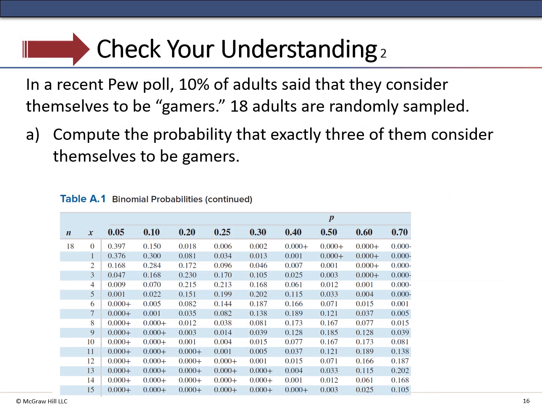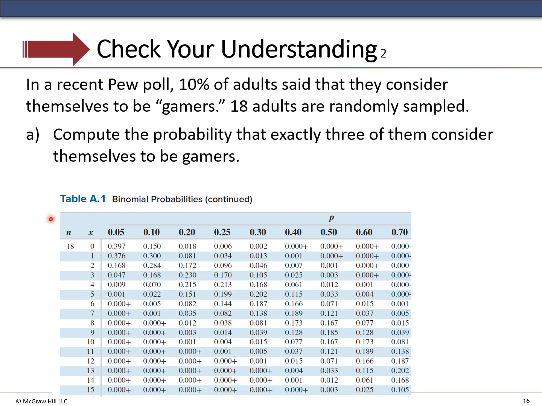So why don't you try this problem and see if you can solve it using the table. This should be pretty straightforward. 10% of adults said they consider themselves to be gamers. 18 adults are randomly sampled. Compute the probability that exactly 3 of them consider themselves to be gamers.